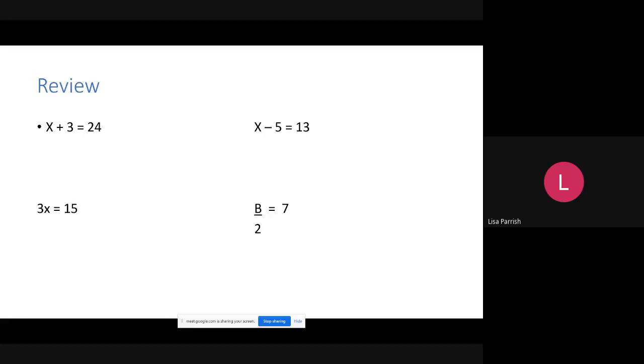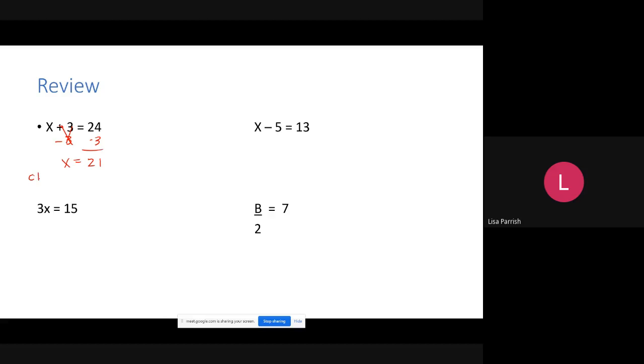If you'll remember, let's look at this first one. We've got x plus 3 equals 24. We said it's an addition equation, so we want to solve it using its inverse operation, which is subtraction. Remember, we were trying to isolate or get that variable by itself. So we want to subtract the number that is on the same side with the variable, in this case, the 3. Remember, whatever we do to one side, we do to the other. So if I subtract 3 from this side, I subtract 3 from the other side. That's going to cancel, and you're left with x equals 24 minus 3, which is 21.